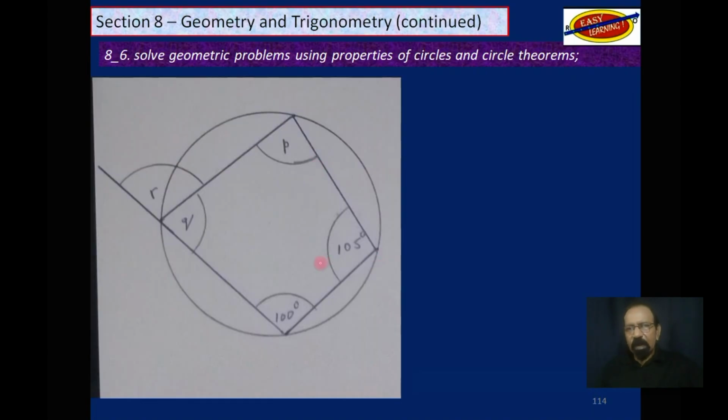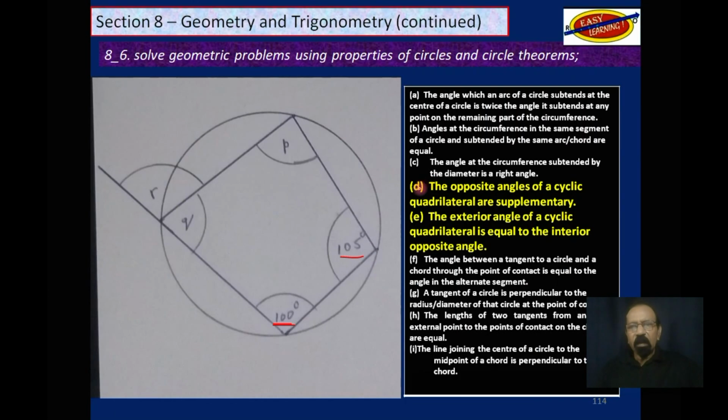Lastly, this is a cyclic quadrilateral. You know these two angles here, 105, 100. Find those other three. I have indicated what two theorems we can use. Let's begin with P. P is 80 degrees. Why? For this. The opposite angles of a cyclic quadrilateral are supplementary. So if this one here is 100, that one is 80. And Q, for the same reason, is 75.